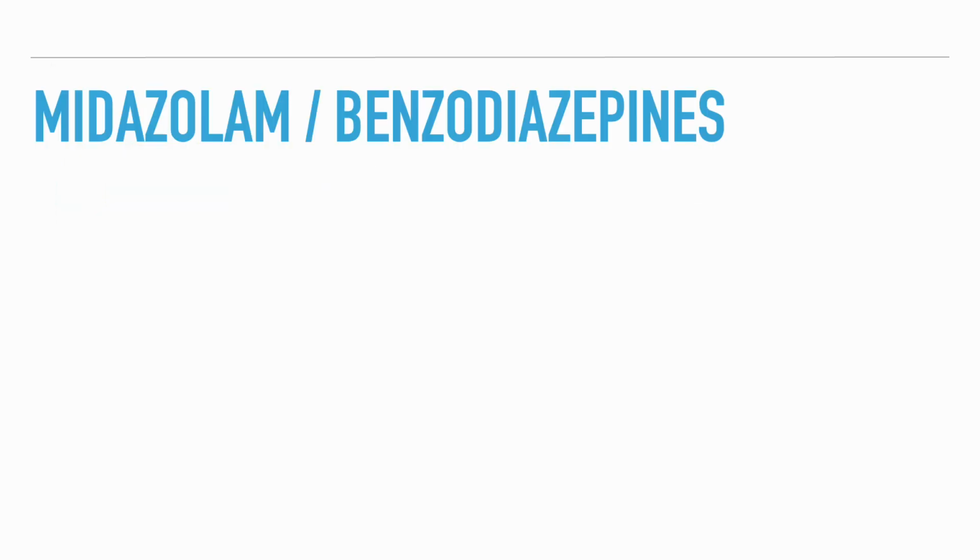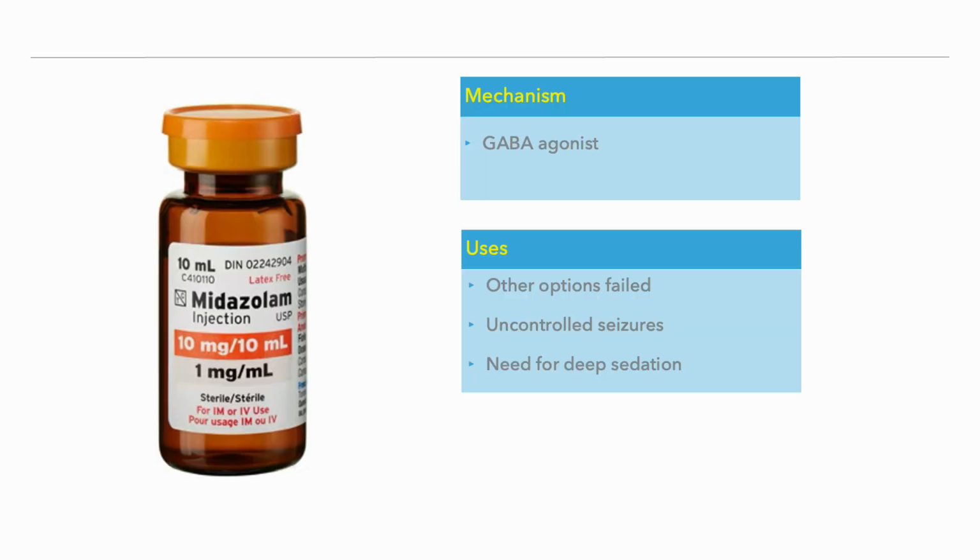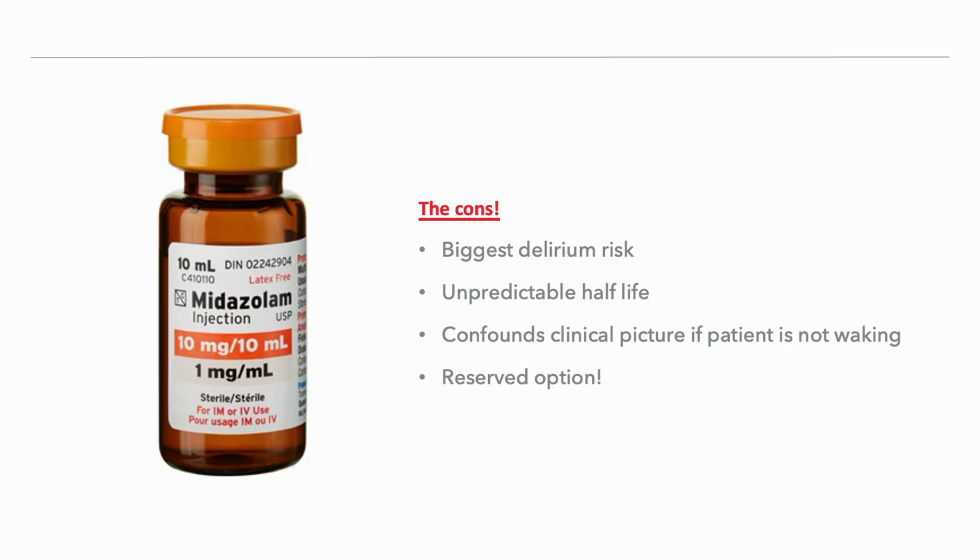Next, the big one, the midazolam or the benzodiazepines on the intensive care unit. So this also works on the GABAergic system, and we use it when other options have failed, or it can be useful in uncontrolled seizures. It can be used if we need deep sedation, and it also can be used for the shocked patient where we think propofol and its effect on the blood pressure would have a negative effect on our patient, and that's more when we're in extremis with a patient that you might see it. So the cons.